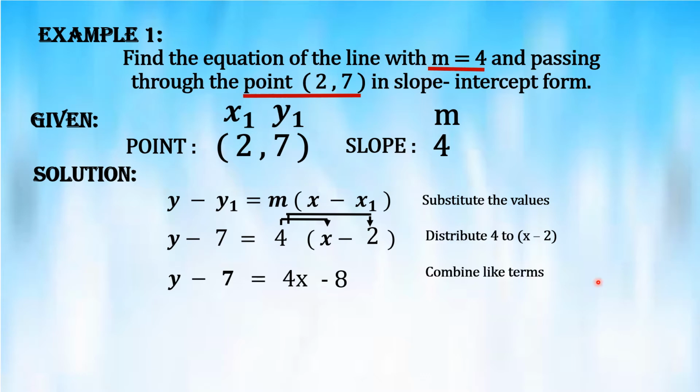Okay? So after distributing, next is to combine the like terms. The like terms here are just the constants, which are negative 7 and negative 8. So we will move the negative 7 to the other side. To do that, always remember to apply what we call the additive inverse. If it is negative and it is moved, it becomes positive. If it is positive, it becomes negative. So here, our negative 7, when moved there, becomes positive 7.